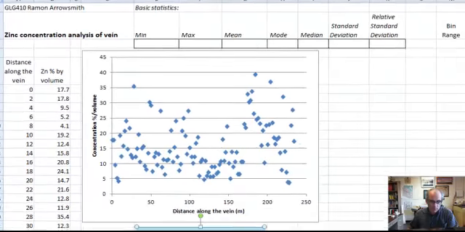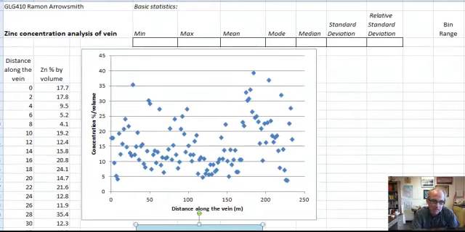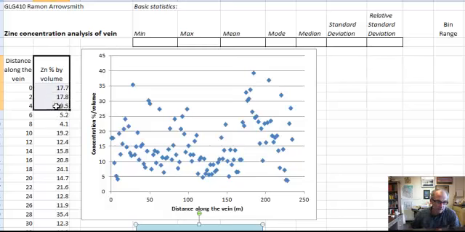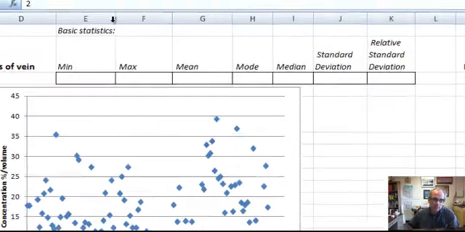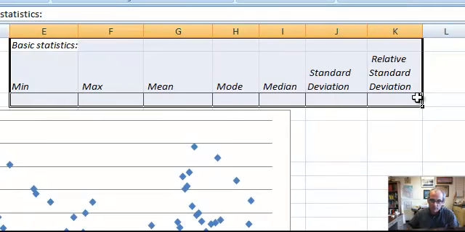So I just want to give you a quick tour around my spreadsheet that I've built that I would use to do the assignment. So here I made a plot. Here's the data from the website, zinc percent by volume. It's every 2 meters along the vein, so that's distance along the vein in meters. And so we can make a simple plot, and you see the variation from less than 5% to as much as 40. That's the basic statistics that you would explore with the Excel functions here.